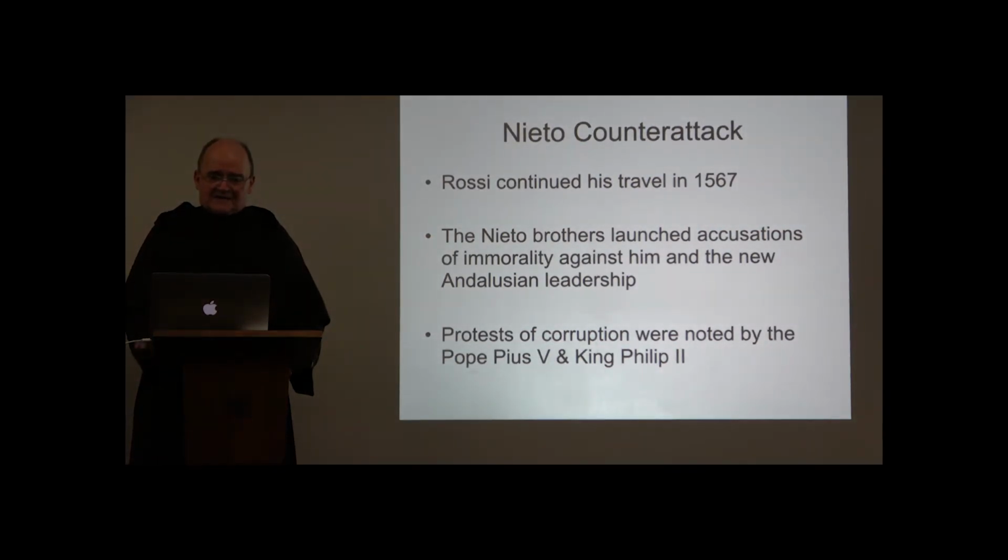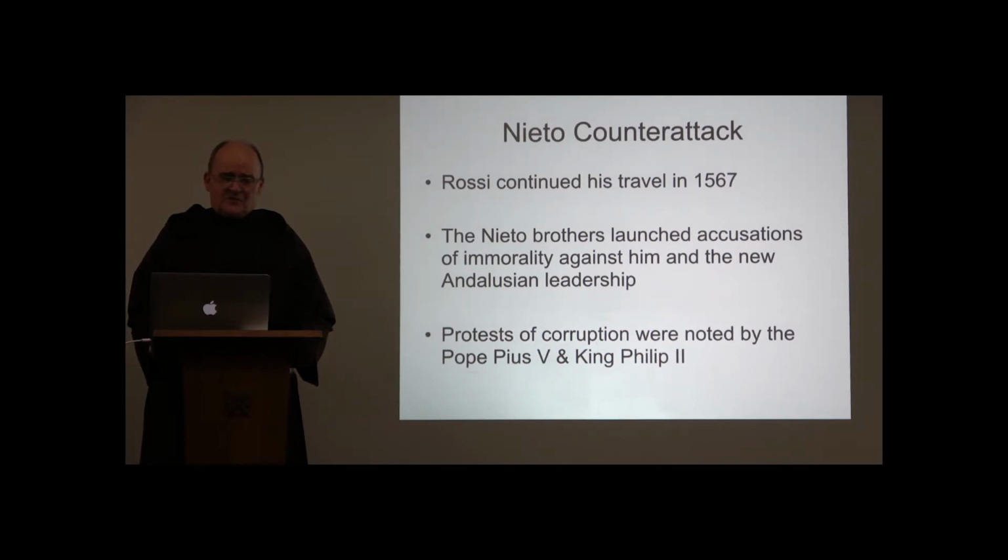Rossi obviously has to continue the rest of Spain, get back to Rome, and start visiting other provinces. And he continues his travel in 1567. Once he's out of Spain, the Nietos counterattack to get themselves reinstated in their old position.